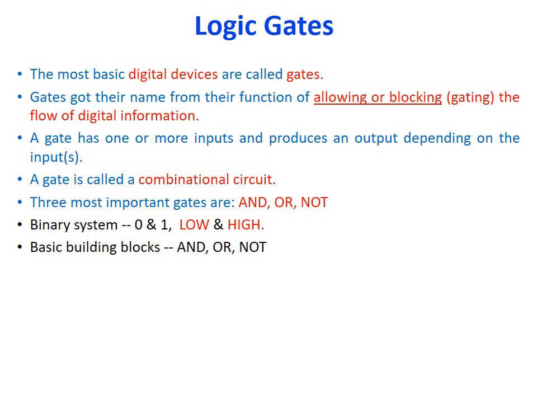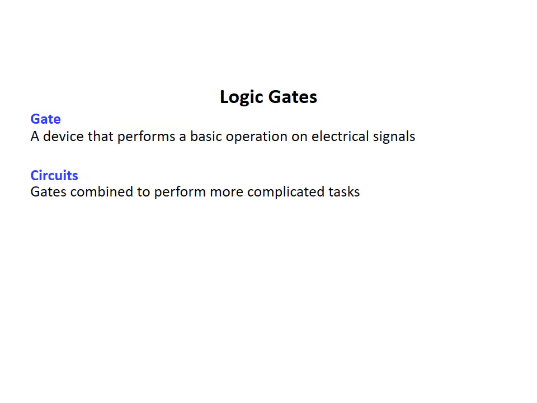Here we get the information related to logic gates. Basically, the most basic digital devices are called gates. Gates got their name from their function of allowing or blocking, that is gating, the flow of digital information. A gate has one or more inputs and produces an output depending on the inputs. So a gate is also called a combinational circuit. There are three important gates: AND, OR and NOT. The binary system contains 0 and 1, or the values low and high. These are the two discrete values, and the basic building blocks of logic gates are AND, OR and NOT. These are the basic gates.